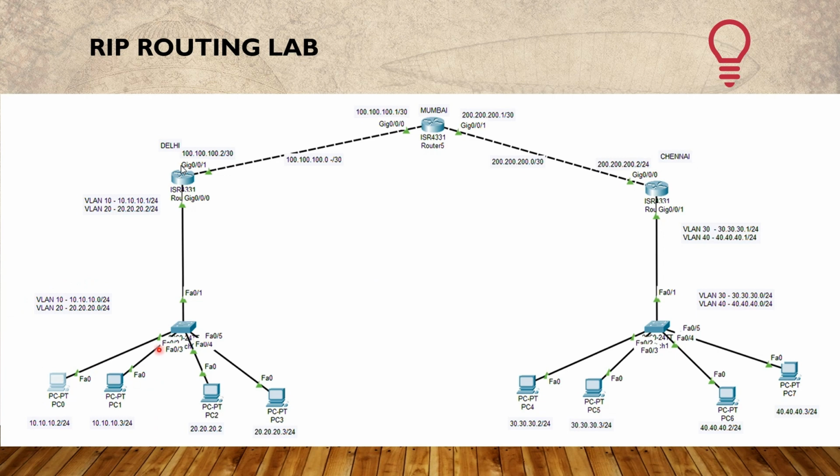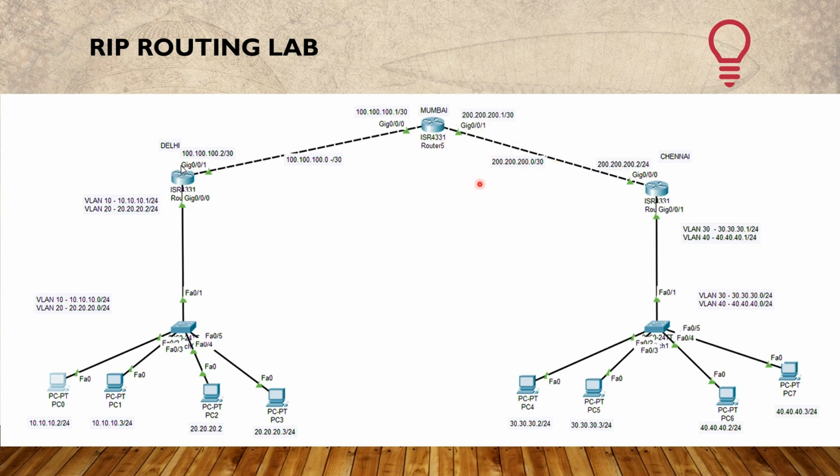Here we are going to use two VLANs, VLAN 10 and VLAN 20, in Delhi. The VLAN 10 gateway will be 10.10.10.1. VLAN 20 gateway will be 20.20.20.2. We will be using the router on a stick concept here for inter-VLAN routing, and then to communicate from Delhi to Chennai. Here also we will be using router on a stick. VLAN 30 and 40 will be used here, and the gateway will be 30.30.30.1 and VLAN 40 gateway will be 40.40.40.1.